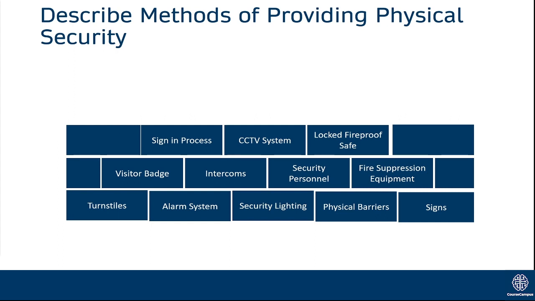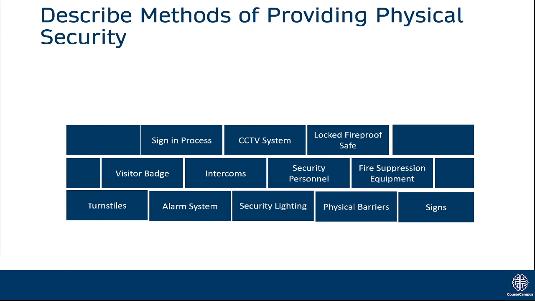Intercom systems, to buzz people in, so that maybe you don't have a receptionist, but the door still has a secure entry system, so you need to press a button, buzz through, and speak to whoever's in before they let you in. You can't just walk in. Security personnel can be employed to manage entryways, entrances and gates. Fire suppression equipment, again, if the threat is fire, then fire sprinklers, fire alarms and fire extinguishers can all be used to prevent that from happening.